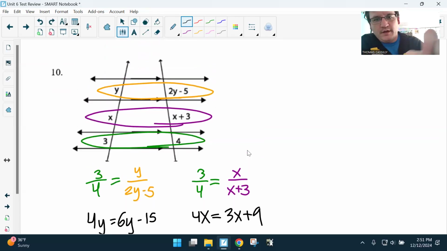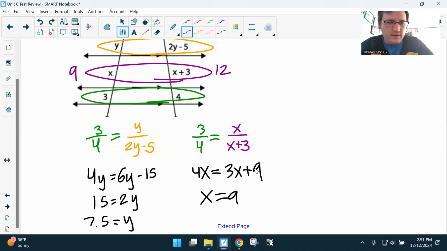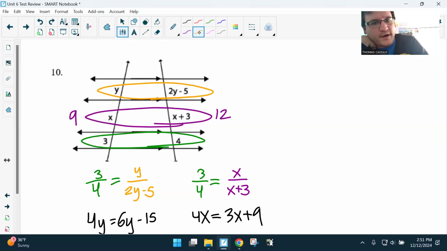So if I plug them all in, this side we have 9 and 12. Just plugging in x, and then 7.5, and then 2 times 7.5, that's 15. This is going to be a 10. All right, so everything should, excuse me, be in proportions here.